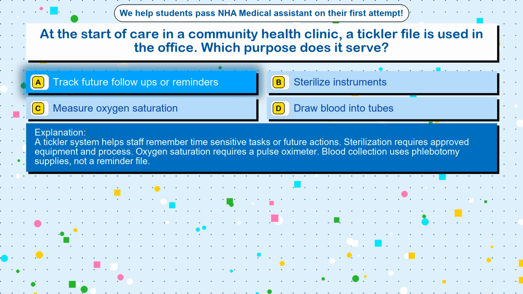A tickler system helps staff remember time-sensitive tasks or future actions. Sterilization requires approved equipment and process. Oxygen saturation requires a pulse oximeter. Blood collection uses phlebotomy supplies, not a reminder file.